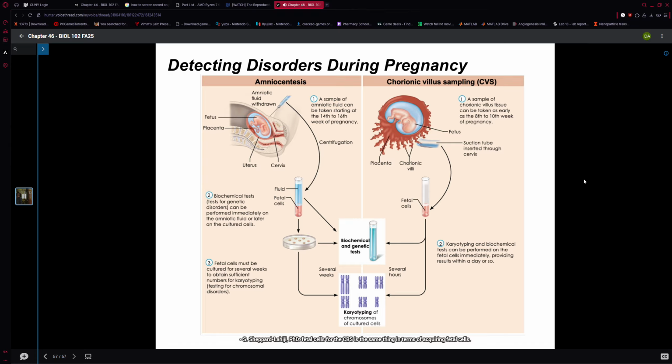For the CVS, it's the same thing in terms of acquiring fetal cells, but the location of acquisition is different. And so in CVS, the cells are removed by suction with a tube that's inserted through the cervix. And again, this one can be done a little bit earlier, and the data can actually be obtained a little bit faster. But this methodology can increase the risk of miscarriage. Both of them come with their own risks, but if we're comparing them, this is a little bit higher.